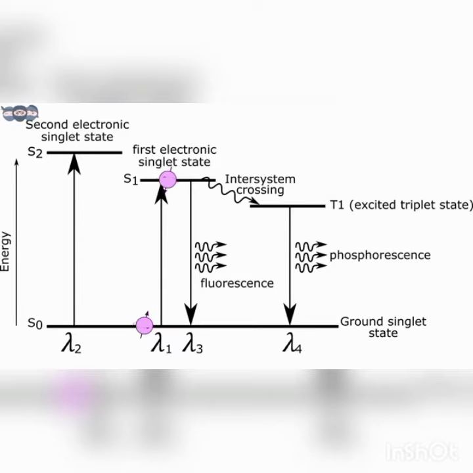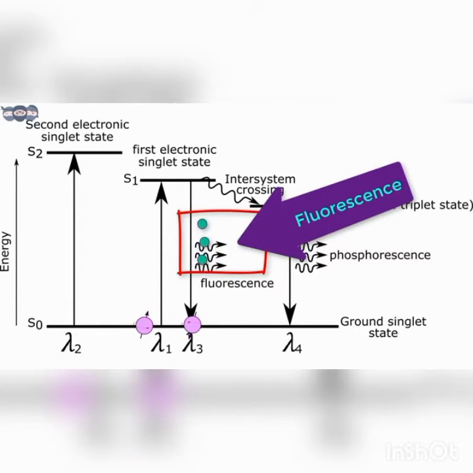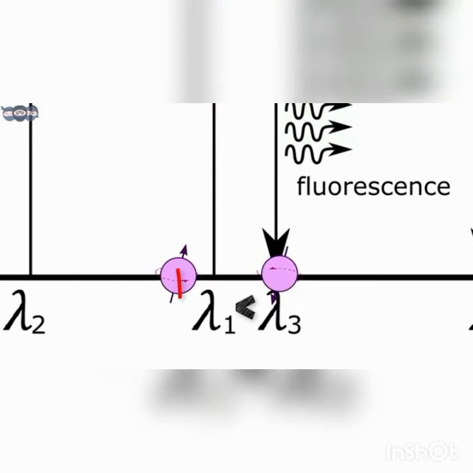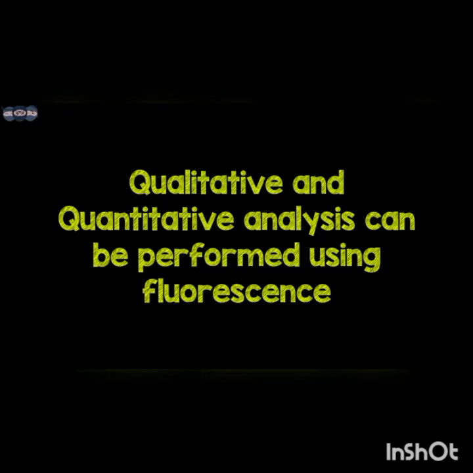The excited singlet state lasts for a short time, of the order of 10 power minus 8 to 10 power minus 4 seconds. After this short interval, the electron returns to the ground state. In this transition, energy is released in the form of emission. This phenomenon is called fluorescence. This transition involves less energy than the original absorption, so the emitted wavelength is longer than the absorbed wavelength; that is, lambda 3 is greater than lambda 1. Qualitative and quantitative analysis can be performed using the fluorescence process.